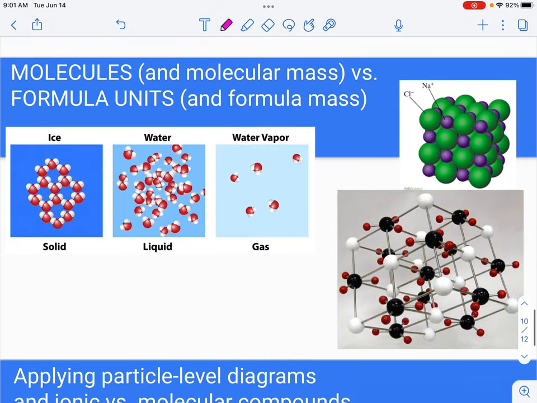Some other odds and ends and miscellaneous things. You should be able to understand the difference now between a molecule and a formula unit. And when we find the mass of a molecule, we call it molecular mass. And when we find the mass of an ionic compound, formula units are for ionic compounds, then we're really finding what we call the formula mass, not a molecular mass. You can use the word molar mass, and that encompasses everything. So you just have to kind of think about the vocabulary.